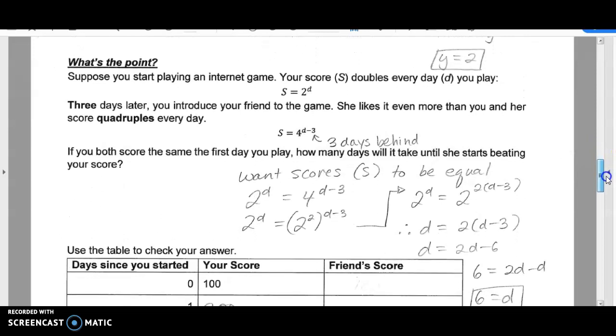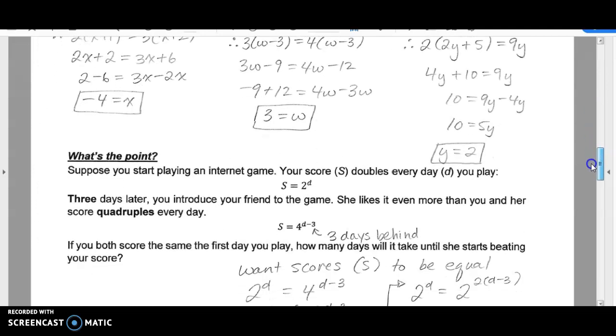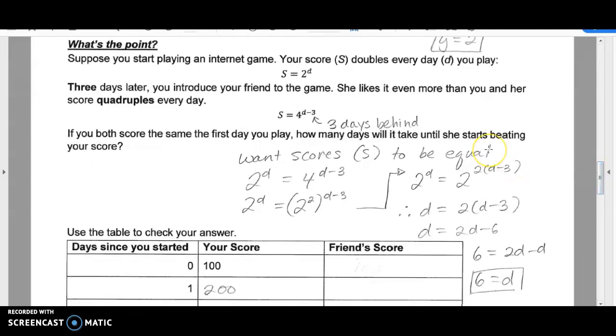You could be given questions like this, where just the numbers are given to you, or you could potentially have a word problem. So our word problem here says you start playing a game, your score doubles every day that you play. So your score is represented by S, and then for each day that you play is represented by D. So if you played for 3 days, D would be 3. If you played for 4 days, D would be 4. And the 2 here is representing the doubled bit.